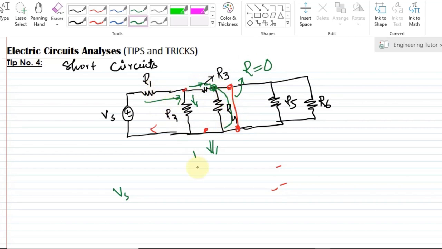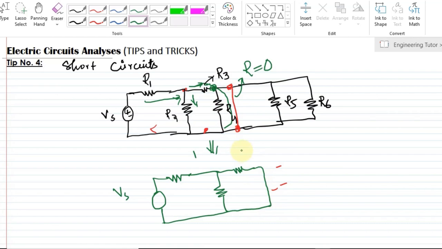Now what will be the equivalent circuit here? The equivalent circuit will be like this one. This resistor will remain the same because the same amount of current is flowing here. But after this junction, all the current will flow through this one. Therefore this circuit will remain as R1, R2, and here R3. So it will be the equivalent circuit here.